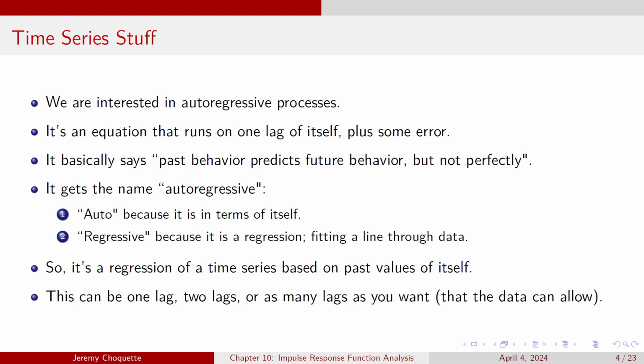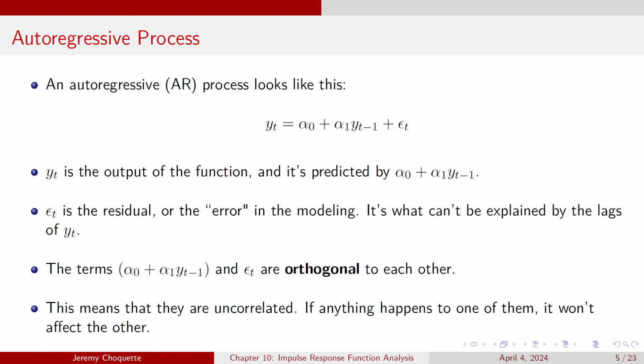Now, you could have one lag, so it's like what happened yesterday plays a role in what happened today, but what happened 2 days ago doesn't directly play a role in what happened today. You could have two lags, where what happened yesterday and 2 days ago plays a role in what happens today. You could have three lags, four lags, really as many as you want that the data can feasibly allow.